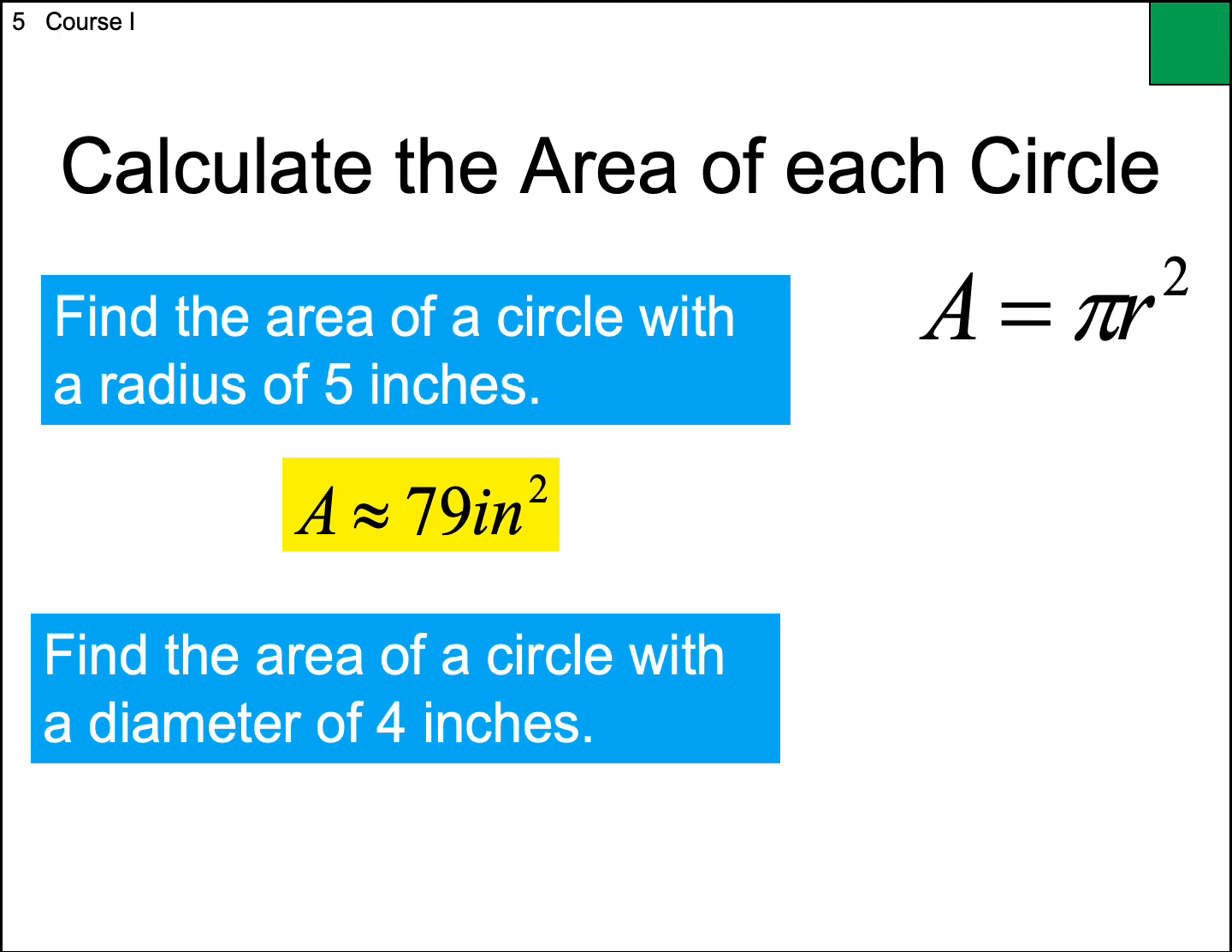Oh, did you remember that I gave you the diameter? You need to do the radius. Good job. So the radius on this one is 2 inches. So I plug 2 in. 2 squared is 4. 4 times 3.14 is approximately 13 square inches. Got it? Hey, make sure for homework tonight you read the instructions. Sometimes the instructions will say, round to the nearest tenth or hundredth or nearest unit.